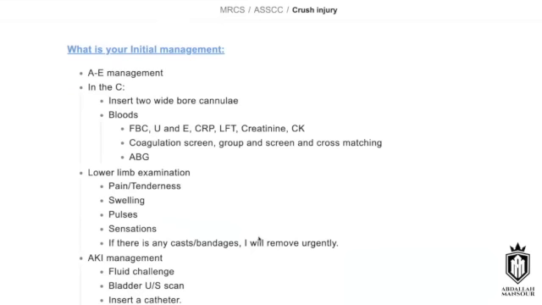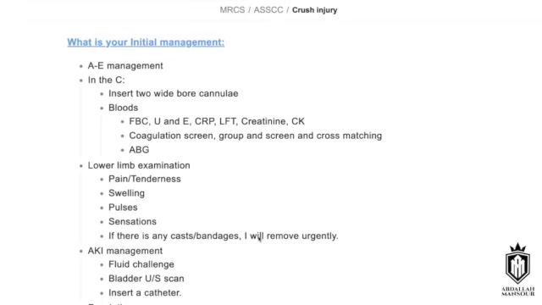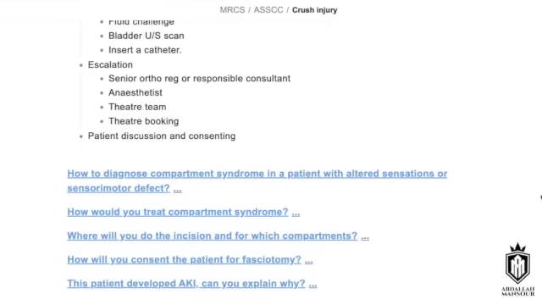You want to do a full A to E approach, okay? Focus on this patient who is critical. In the C, insert two large-bore cannulae, take some blood, start resuscitating them, examine the abdomen, and make sure they are ready for theater. Get clotting, group and screen, consent them for surgery, which is abdominal exploration. Escalate to the registrar, escalate to the anesthetist. It's the same answer, there is no significant difference.